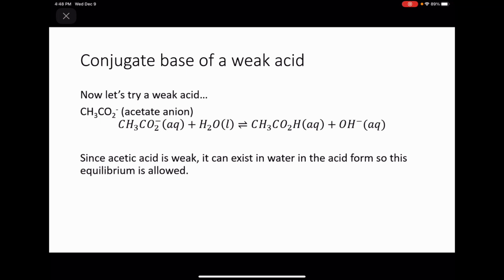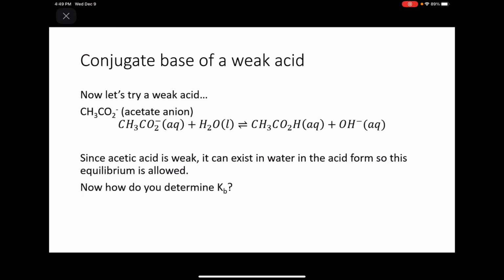Now in this case, we have a product that's an acid, but it's not a strong acid. It's a weak acid. And weak acids exist mostly as the acid form in water, as well as the dissociated forms. So this equilibrium is allowed. It may not be preferable, but it's allowed.